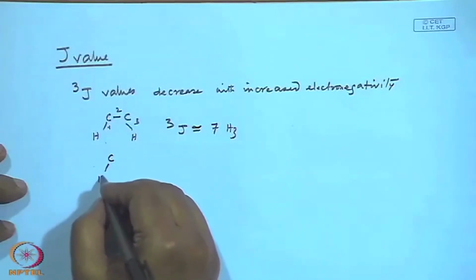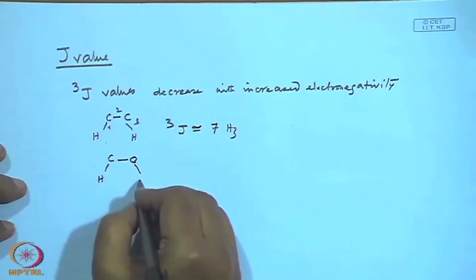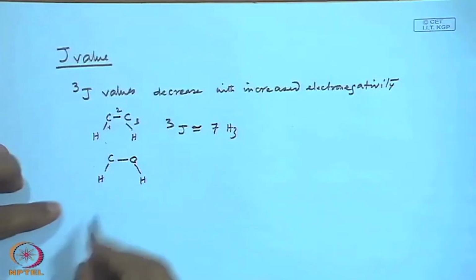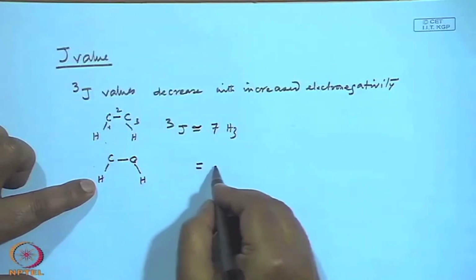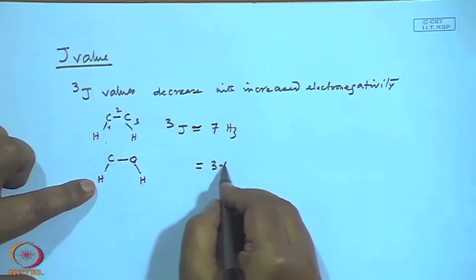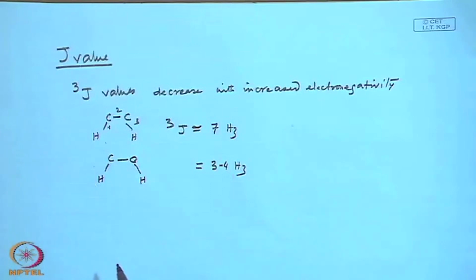Okay. Now, what you do is just change this carbon into a heteroatom and put hydrogen. So, what is the coupling constant? Now the coupling constant should be between 3 to 4 Hz. That is what I meant to say: if you incorporate an electronegative atom into the skeleton of a 3J coupling, then the coupling constant decreases.